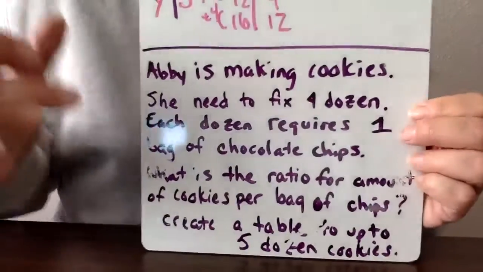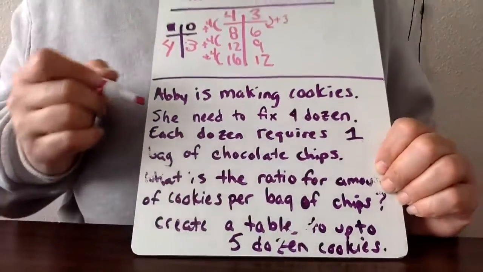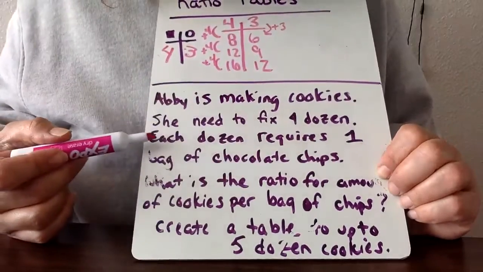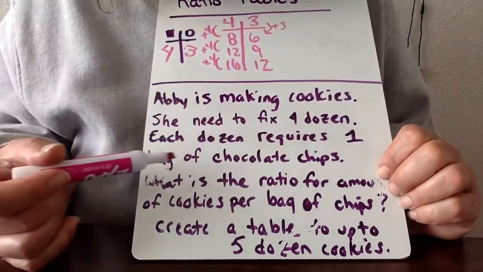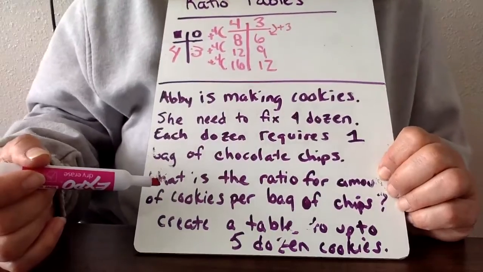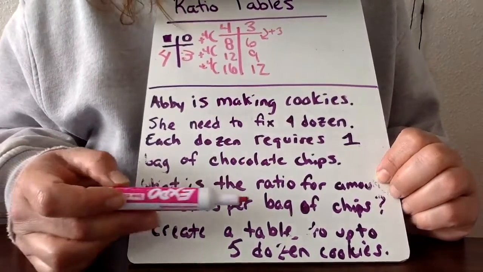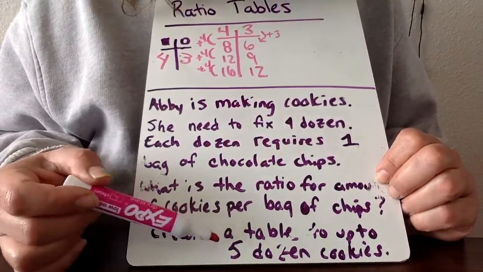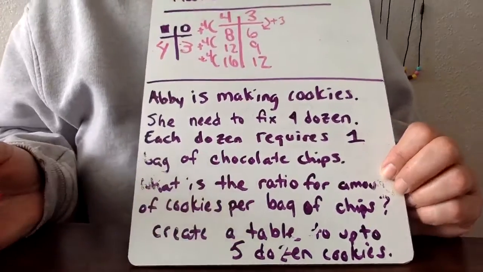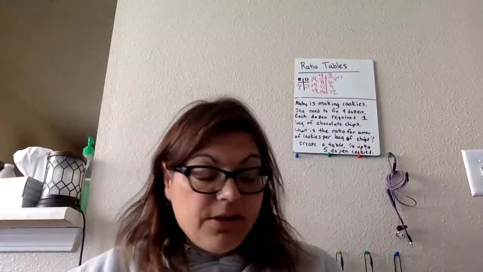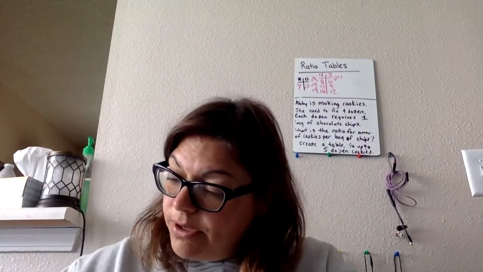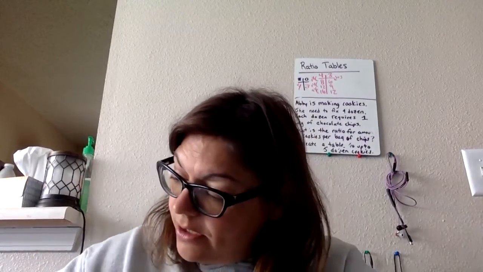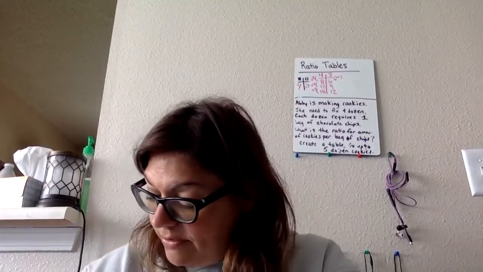We have Abby, go figure, is making cookies. She needs to make 4 dozen. Each dozen requires 1 bag of chocolate chips. So what is the ratio for the amount of cookies per bag of chips? We're going to create a table, and we're going to have up to 5 dozen cookies. Let's put this up here so we have our information. And we need another board here, and we're going to create our table.